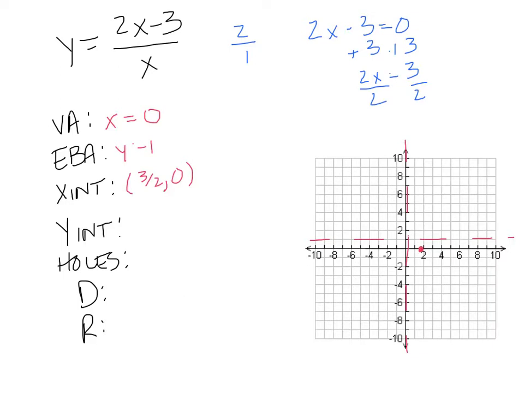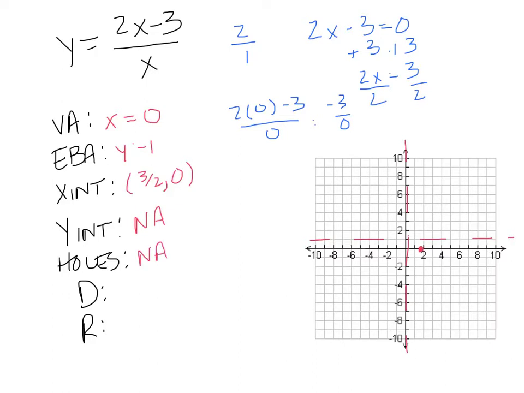The y-intercept. Well, now again, you're going to plug in a 0 for all your x's. So you're going to get 2 times 0 minus 3 over 0, which is negative 3 over 0. We can't divide by 0, so there actually isn't a y-intercept in this case, which makes sense, because that's where our vertical asymptote is. So we do not have one here. There is none. We didn't cancel any factors, so there's not any holes either.